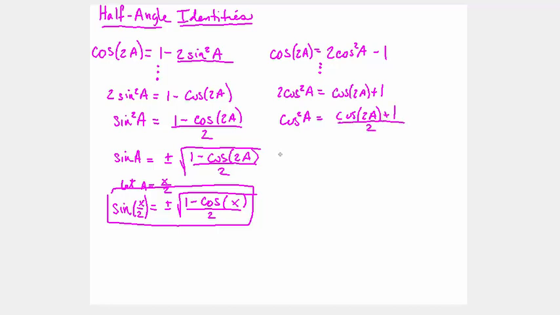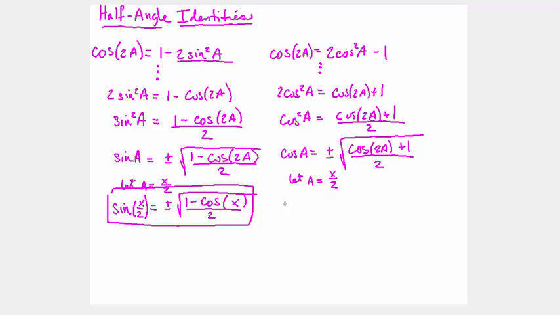Then we take the square root of both sides, which gives cosine of a equals plus or minus the square root of this whole fraction, cosine of 2a plus 1 all over 2. Now we're going to do the same little substitution. Let a be some angle that's cut in half, so x over 2.